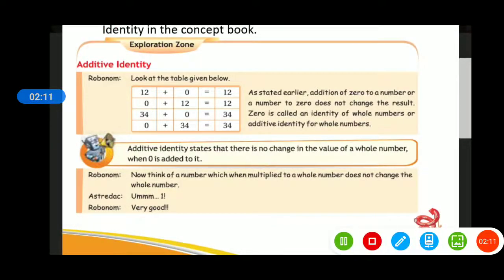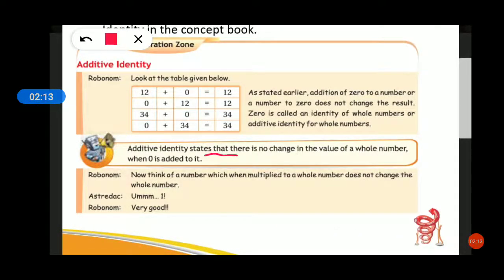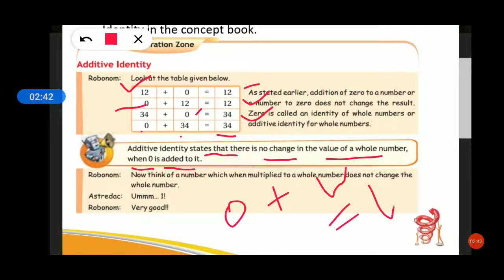See here, students, additive identity states that there is no change in the value of a whole number when 0 is added. When we add 0 to a whole number, the result will not change. See the example: 12 plus 0 is 12 and 0 plus 12 is 12. When 34 is added with 0, the answer is 34. When 0 is added with 34, the answer is 34. So when a whole number is added with 0, or 0 is added with a whole number, the answer is the whole number itself. Understood, students? This is additive identity.